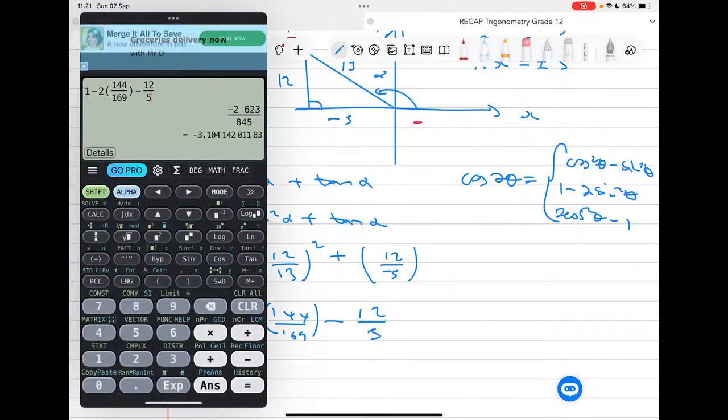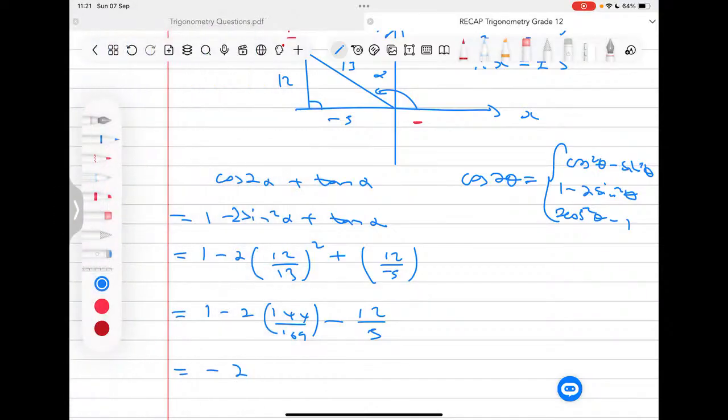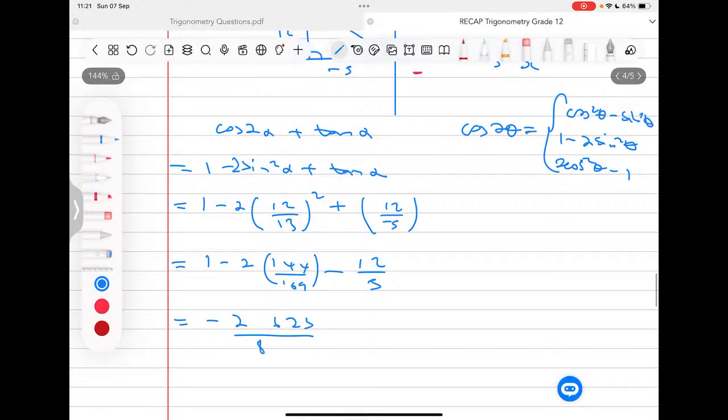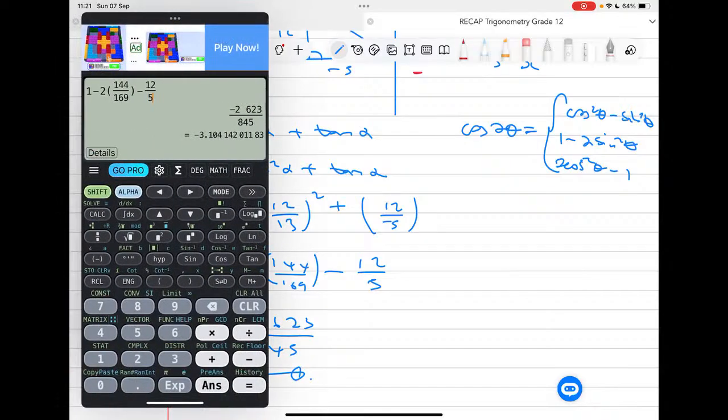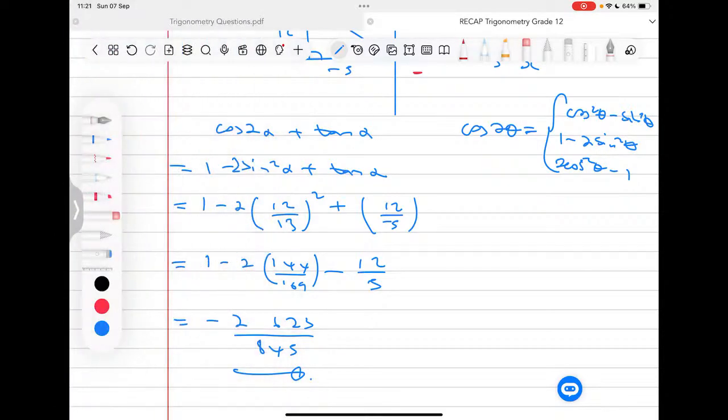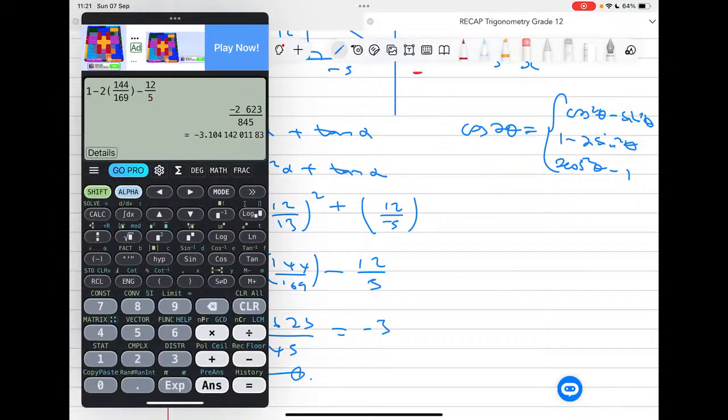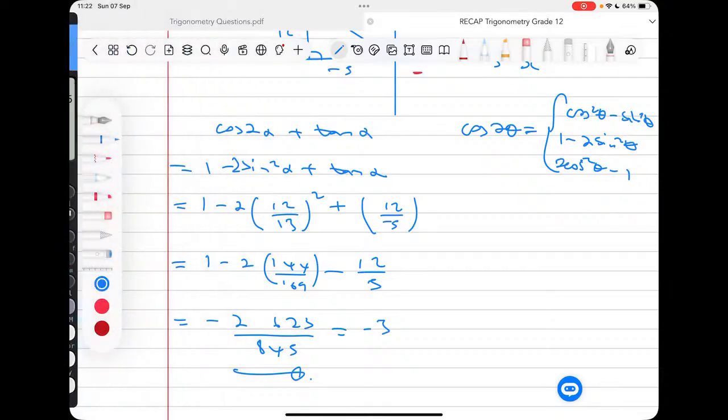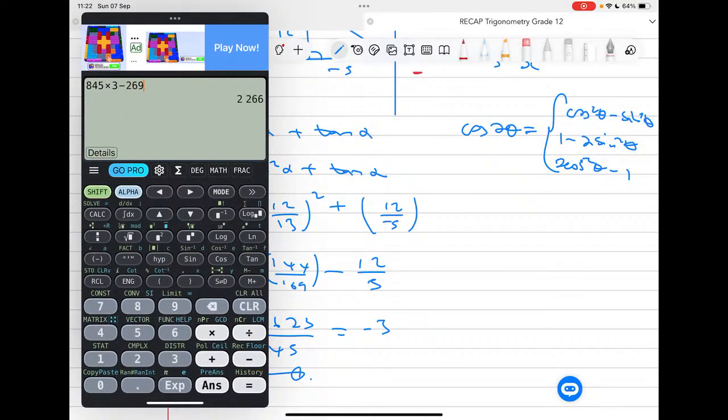negative 2623 all over 845. You can leave your answer here, or you can write it as a mixed fraction, because we know that this goes 3 times. You can see there it's a 3, so it's going to be negative 3, and we can say 845 times 3, and then we subtract there 269.